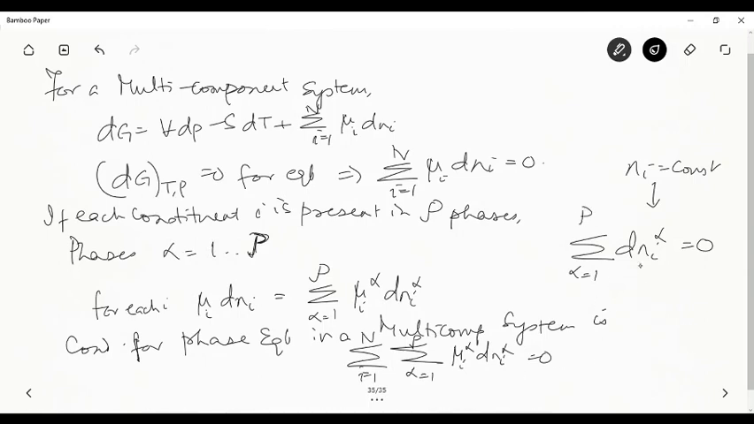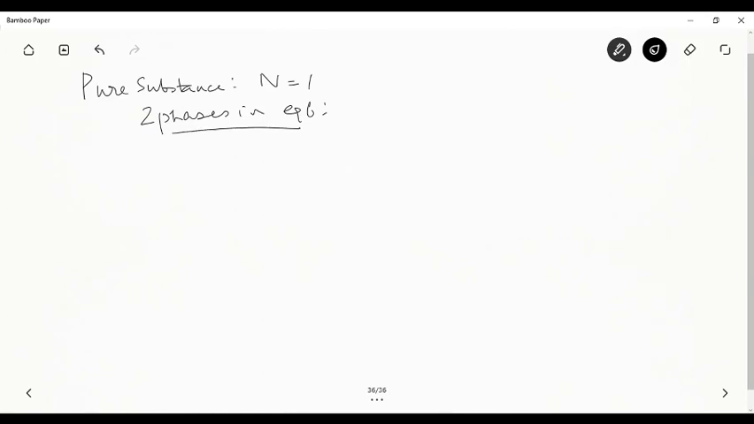So now this is a very complex thing to visualize. So let us take a simple pure substance. Therefore, there will be only n is equal to 1. So I is only 1, so you don't need the symbol i anymore. Then let us say two phases in equilibrium. So let's take the example of water in liquid and vapor phases, and the phases are in equilibrium. Then alpha is equal to 1 or 2. That is the case that you would have.